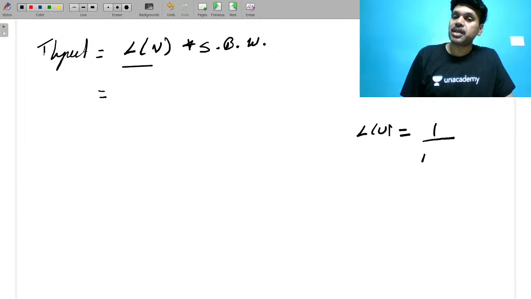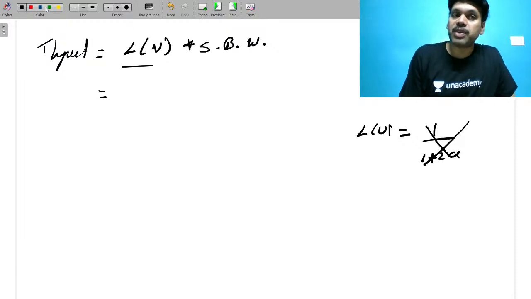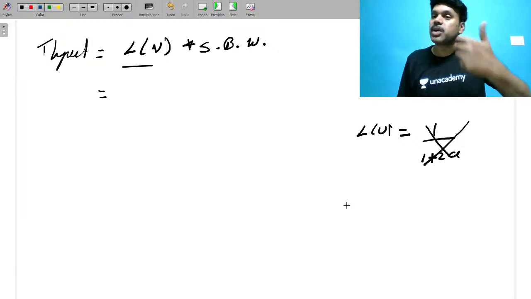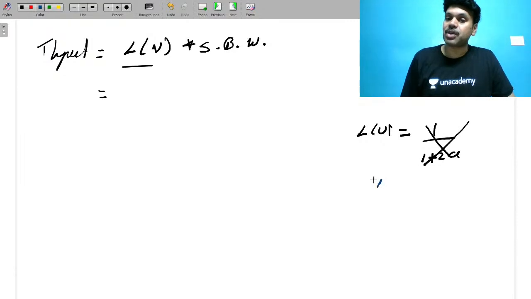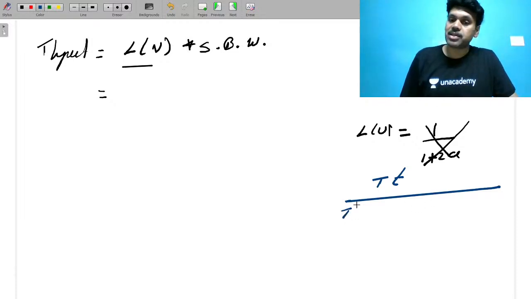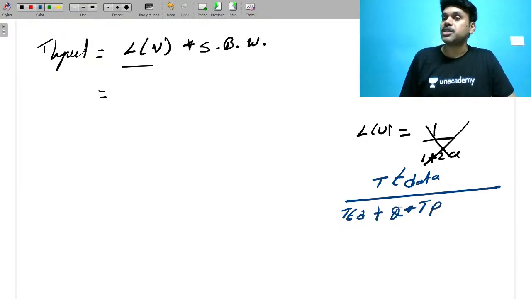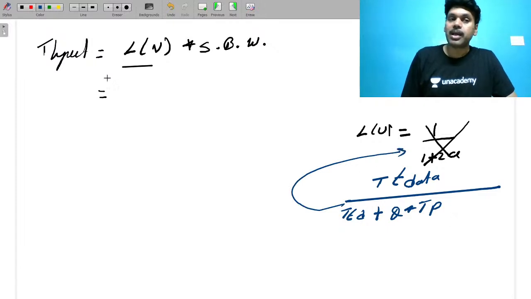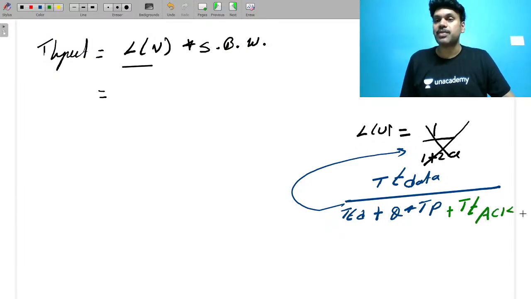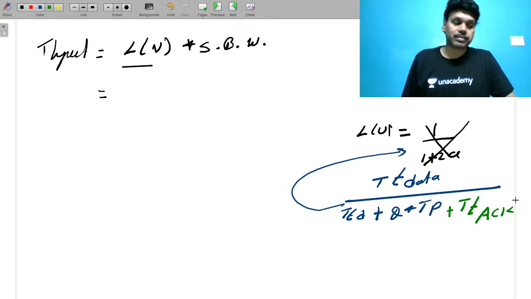Link efficiency is nothing but 1 by 1 plus 2a, but don't use this formula here. This is only for primary delays. But here one more delay is added, so I need to use this equation now because the denominator is increasing. That is Tt for data divided by Tt for data plus 2 into Tp. This is our regular expression. But I am adding one more component according to the examiner, that is the transmission time for acknowledgement. This is also given, so you need to consider all of them.